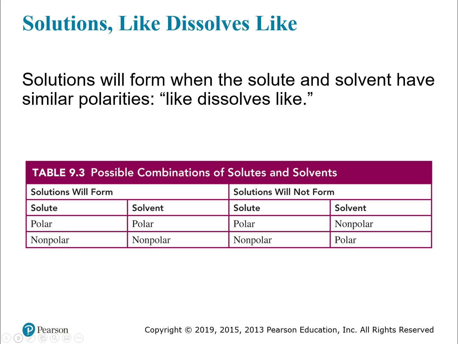Okay. So making solutions like salt water, like dissolves like, which means the solute and the solvent have to both be polar or nonpolar. Otherwise, a solution will not form. If you have a polar solute and a nonpolar solvent, they're not going to mix well. Kind of like oil and water, they don't mix. Water is polar, oil is nonpolar. So does that concept make sense? If the solute is polar, the solvent has to be polar too.